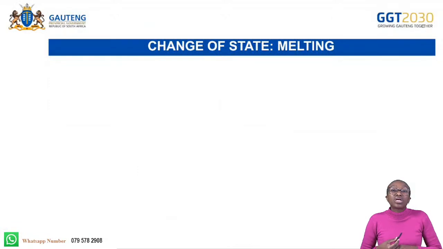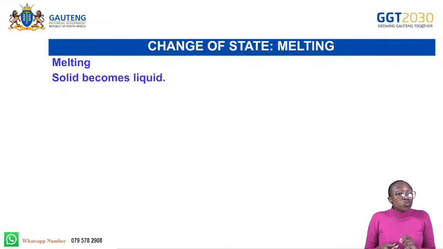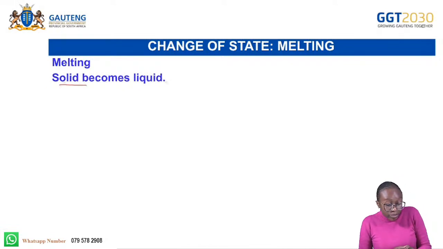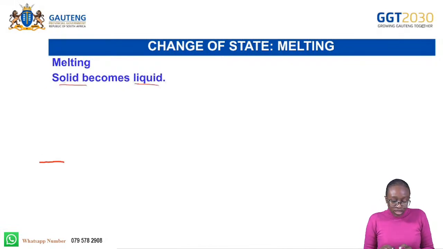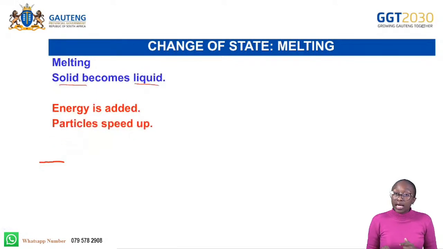Now let's talk about the four changes of state that I told you about. Melting. This is when a solid becomes a liquid. We say it has melted when a solid becomes a liquid. Now, what do we need in order to melt a solid? We need to add energy. So when energy is added, a solid becomes a liquid.